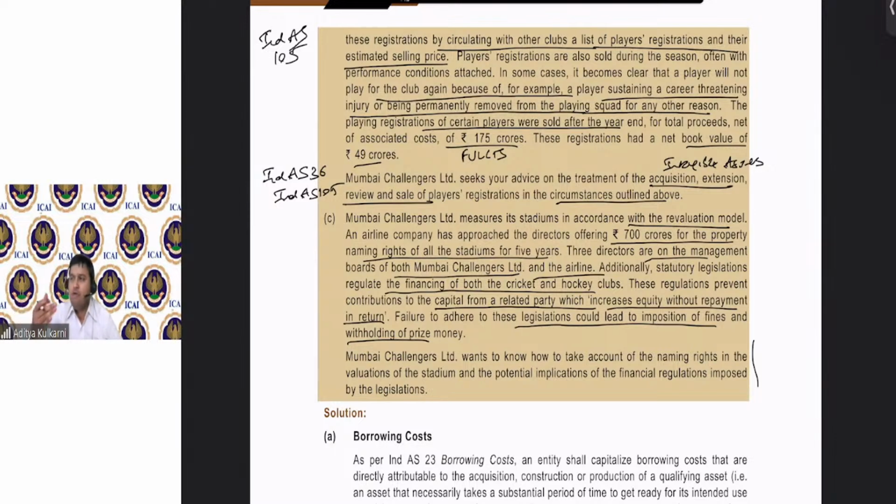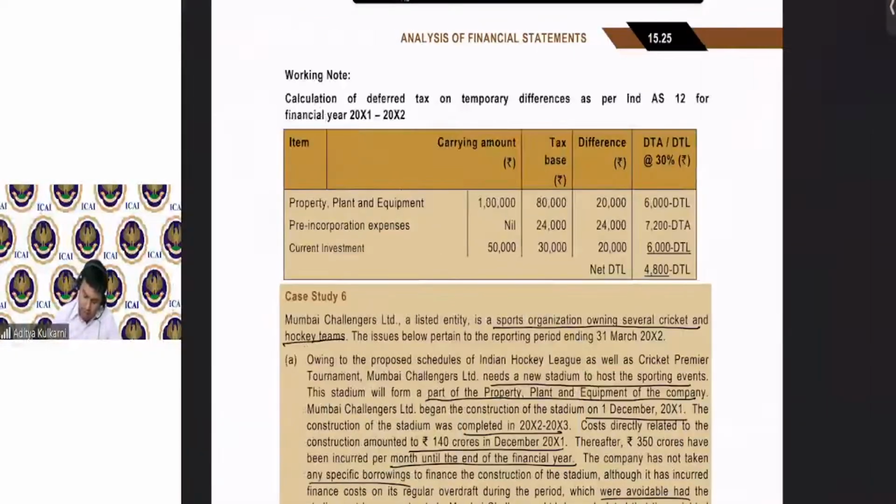And yes, if you are meeting the criteria to accept the money, then you will have to apply a fair valuation model under Ind AS 113 and take it into your revaluation model, and accordingly apply Ind AS 113 to determine the fair value of the stadium, which you can use for your accounting. Okay, so that takes care of this question.